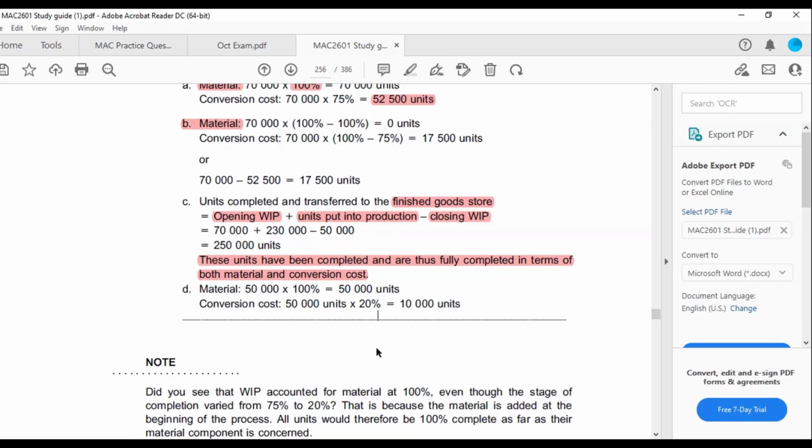So I aligned it to that, so that's how it made sense to me. It makes sense. It's a perfect example. Thanks. Thank you. So that's how you would see what your units completed and transferred to the finished goods are. Align it with accounting principles.